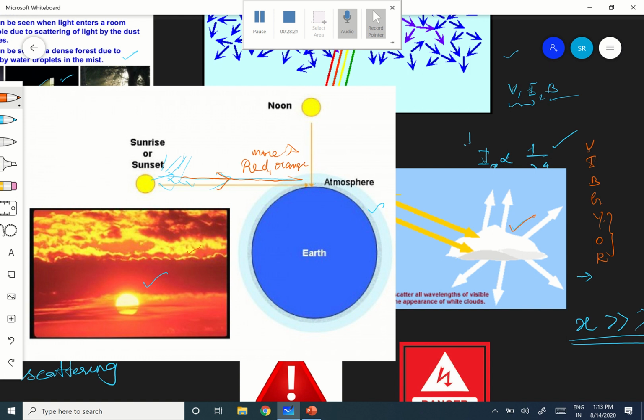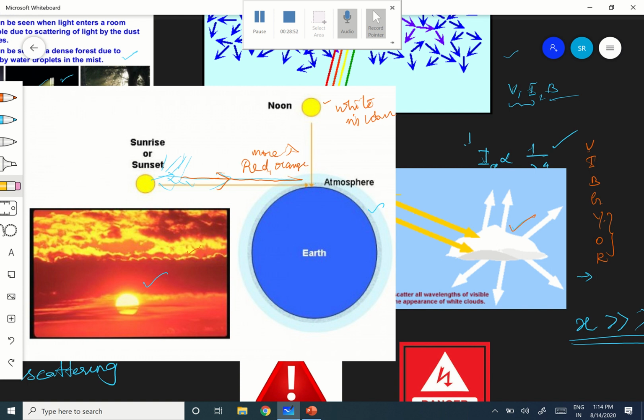But at noon, at 12 o'clock, if you see the sun, it will be white in color. Correct? At noon. So why is it appearing white in color? Because at noon the sun is very, very close to our head. Actually, it is just above.